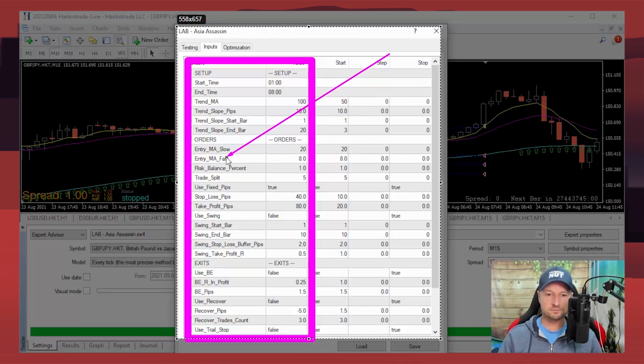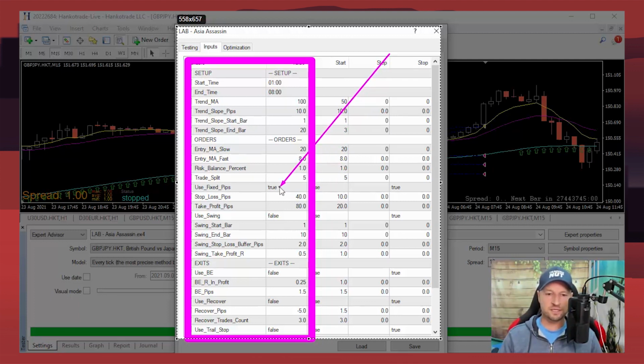The orders, so here we've got our fast and slow moving average, which I talked about, and then you've got a risk of a percentage of the account that you want to risk. So in this case, we've got 1%, and then your trade split. So this is quite important. This is how many trades you want to get into in any one position. Okay, so it's going to split that position of 1% up into 5 trades or however many you want.